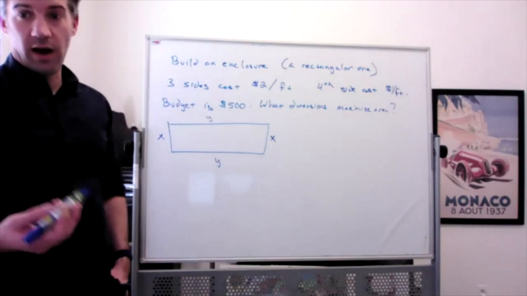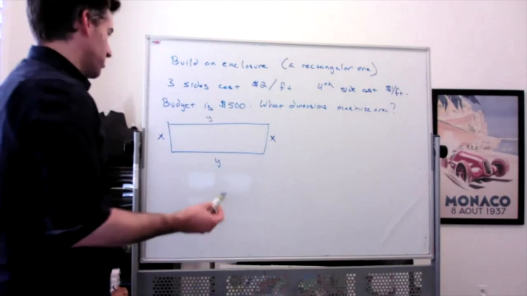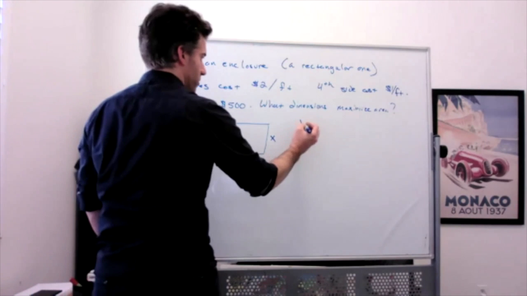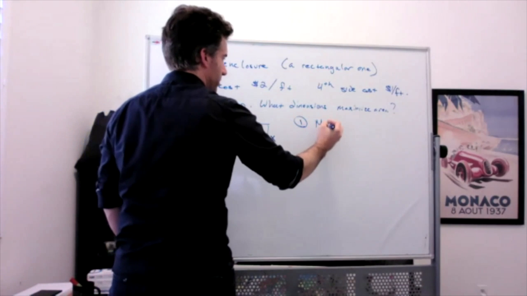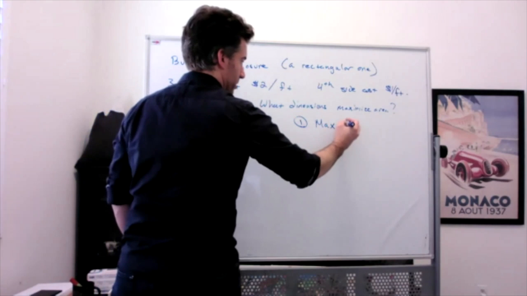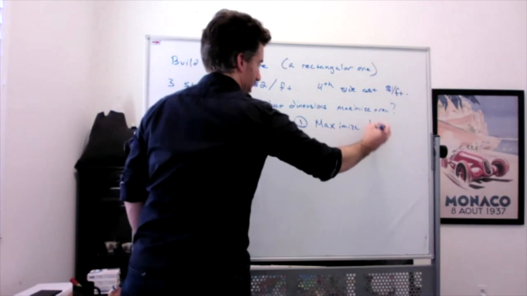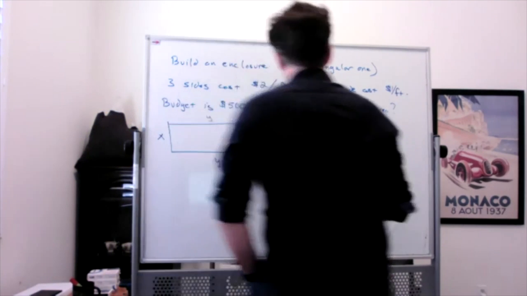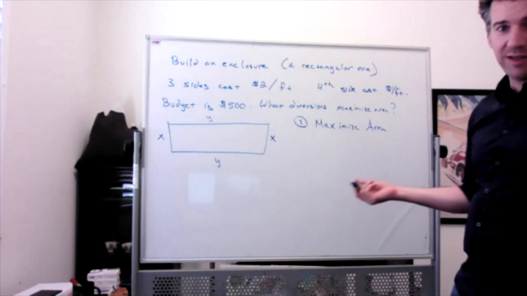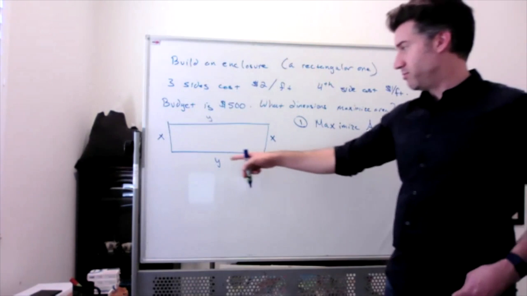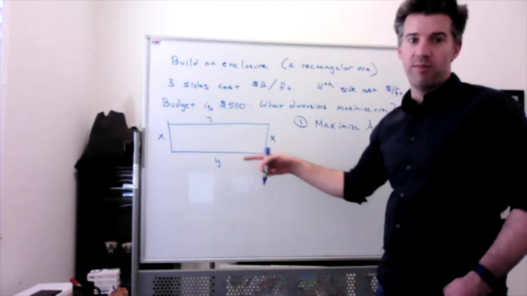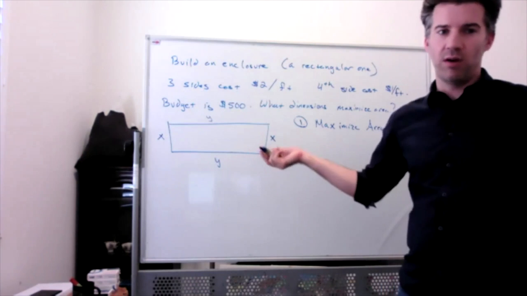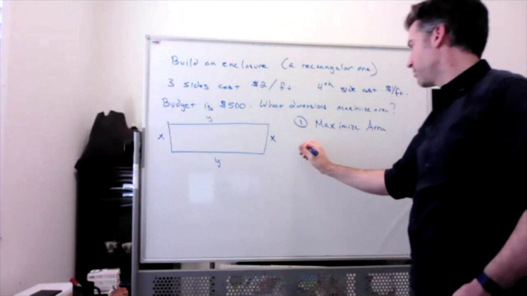And so first I'm going to write down, what do I want to maximize? I want to maximize area. So I need an equation for the area. Rectangle is pretty straightforward. Area is x times y, or base times height, or length times width, or thing times thing.